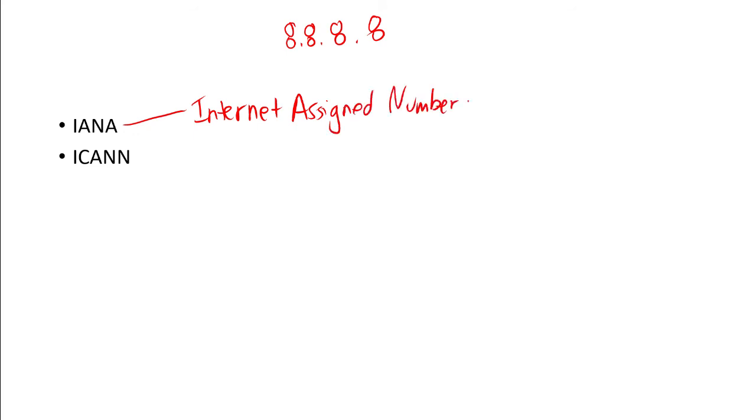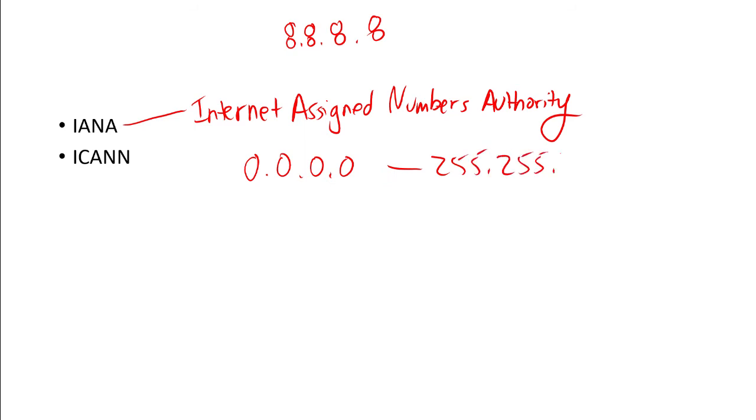And then the real question is, who decides what number you have? So who decided that Google got 8.8.8.8, and that was a company called the Internet Assigned Numbers Authority, which sets IP addresses, and the addresses range from 0.0.0.0 to 255.255.255.255.